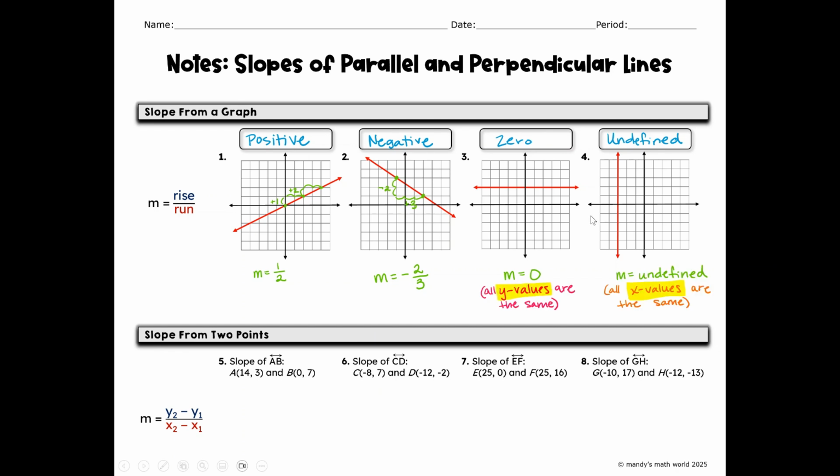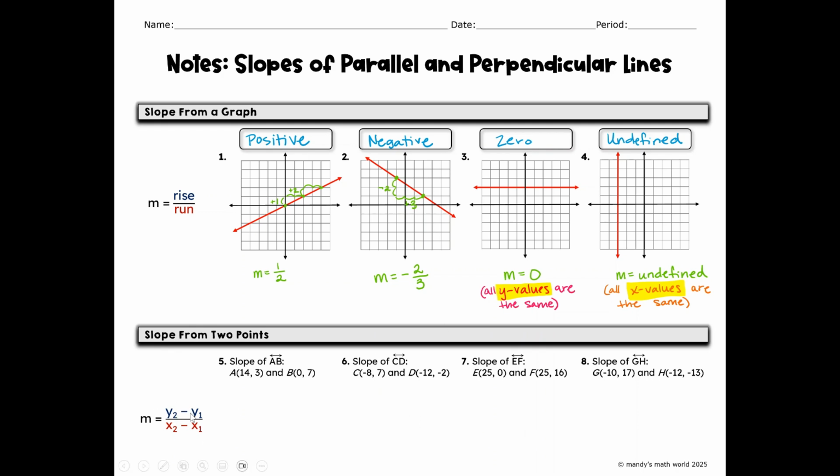And I've written here also that in number 3, with the slope of 0, all of the y values are the same. And then in number 4, with the slope that's undefined, every point on this line, every x value is the same. So now let's review how to calculate slope from 2 points. We're going to use the slope formula.